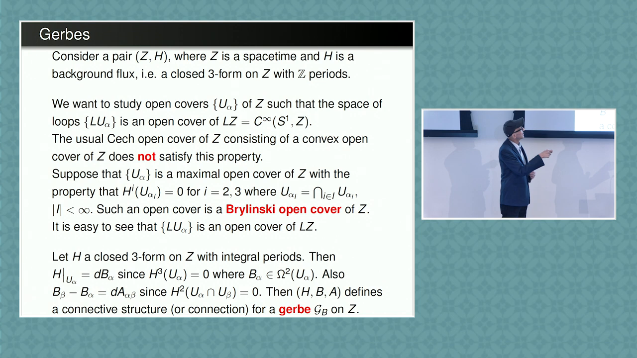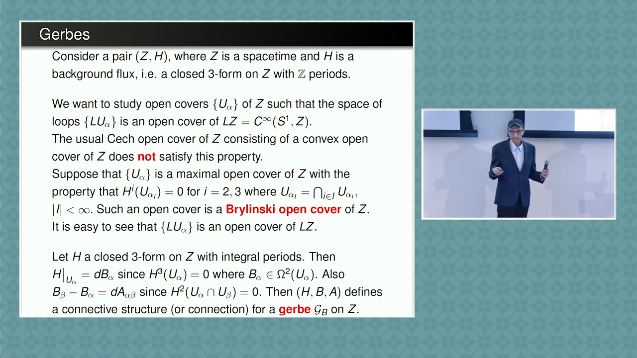And the thing is that the usual Čech open cover of Z consisting of convex sets does not satisfy this property, obviously, because big loops are not included there. So if you take a loop and roughly the tubular neighborhood of every loop, that is definitely an open set. And suppose that this is a maximal open cover of Z with the property that the ith cohomology of U alpha I, which is a multi-index, is zero for i equals 2 and 3. We can't assume it for i equals 1. Of course, then it'll be false. And this U alpha I is the intersection of the U alpha J, J in I. And such an open cover is called a Brylinski open cover of Z.